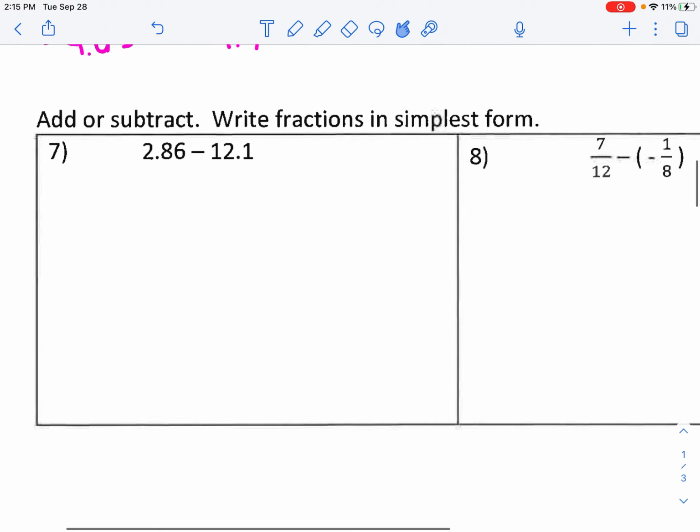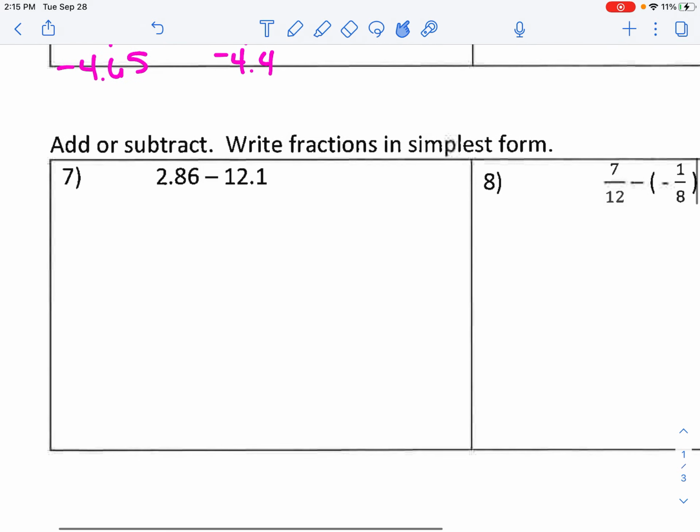Add or subtract right fractions in simplest form. So subtraction of decimals, first step, line them up. When you read this, it is 2 86/100 minus 12 1/10. Remember, a minus sign is a negative sign.